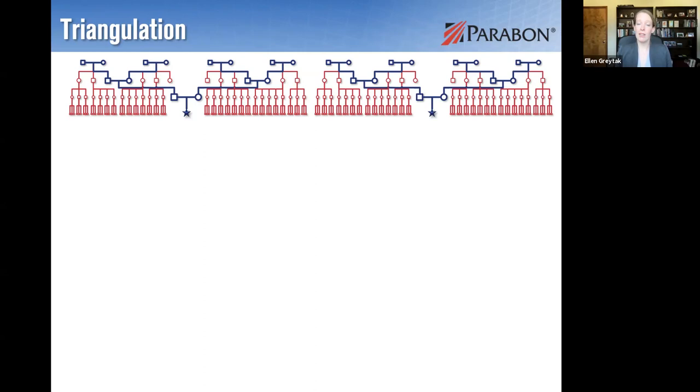So you think back, your two parents aren't related to each other, but they're both related to you. And so you are related to both sides of their families, but your mom isn't related to your dad's family and vice versa.